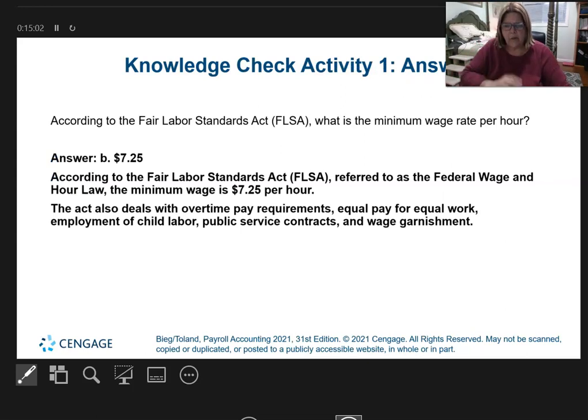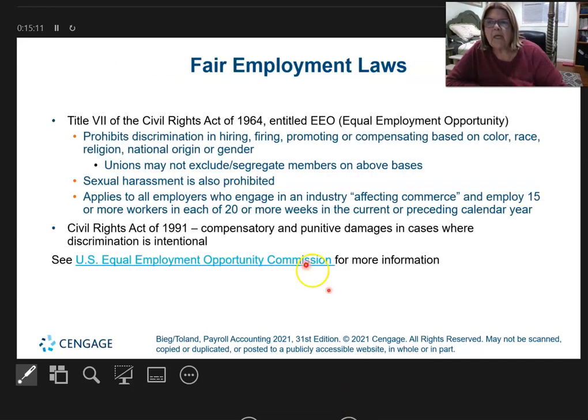So we're now going to go into some of the fair employment laws. And I'm not going to cover everything. There will be times I will skip slides. So the first one is the Title VII Civil Rights Act of 1964. It's also called the EEO. It prohibits discrimination against all of these things. Sexual harassment is also prohibited.